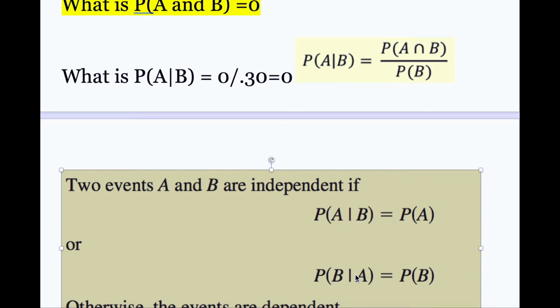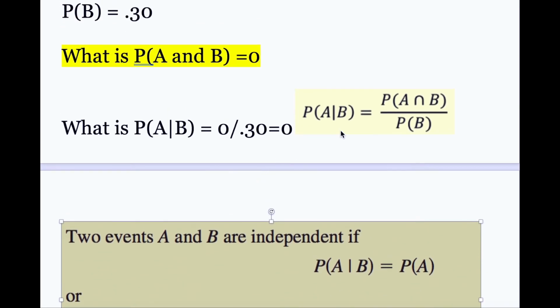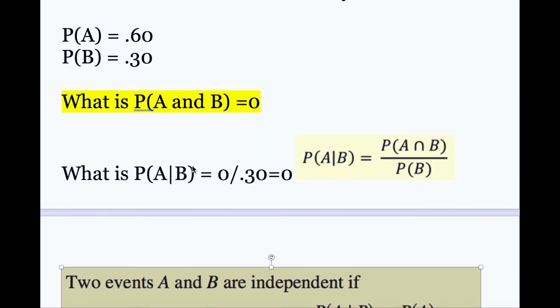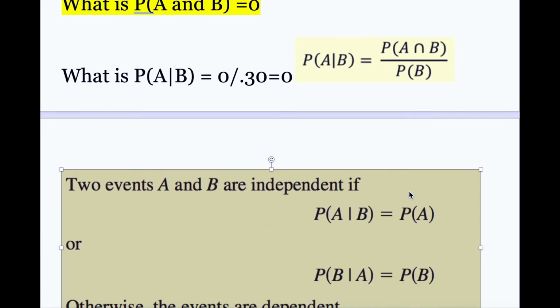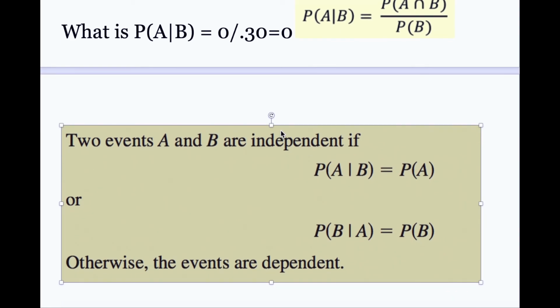Let's test the second statement. Probability of B occurring given that A has occurred should be equal to probability of B. Looking at our example, probability of B occurring given that A has occurred is equal to probability of A and B occurring divided by probability of A. The answer is still going to be 0. Hence, our events A and B are not independent.